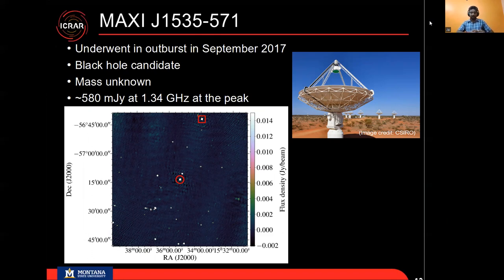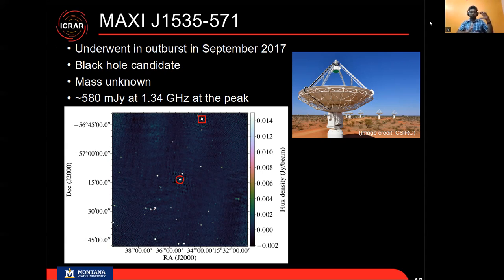And at the peak of the outburst, the source has a radio flux density of 580 millijansky. Why I trace out this point, I will explain in a couple of slides. This image is from ATCA observations, and in the middle of the image you can see the source highlighted in a red circle. In the same image, we have also highlighted in a square an extragalactic source. Why I highlighted this, I will explain in a couple of slides. So yes, we detected this particular source with ATCA.